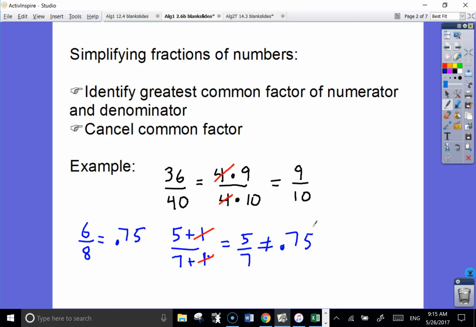Now, if I take that 6 over 8 and write it as 2 times 3 and 2 times 4, well now there's the common factor, 2, and I can cancel that. And 3/4, sure enough, equals 0.75. So I didn't change the value when I canceled a common factor. I did change the value when I canceled a common term. So you never want to cancel the common term. You've got to be looking for something that divides into the whole numerator and the whole denominator. Then you can cancel it.